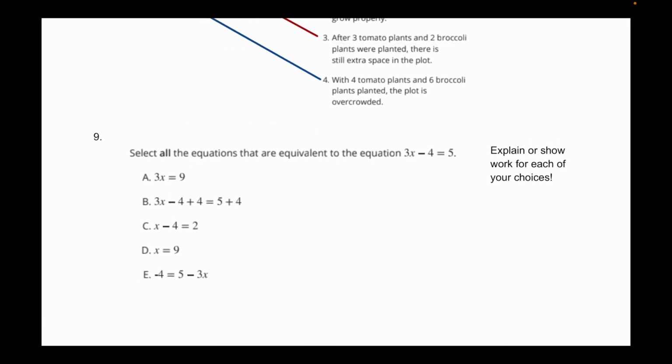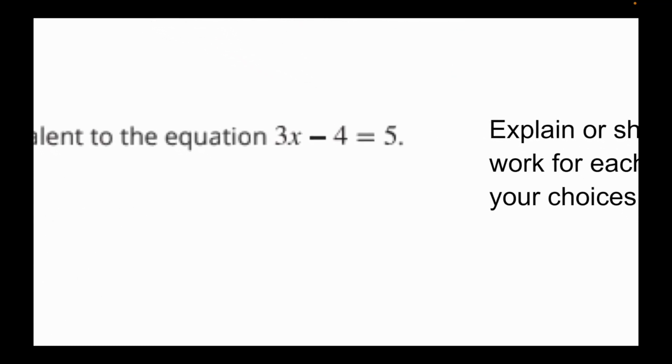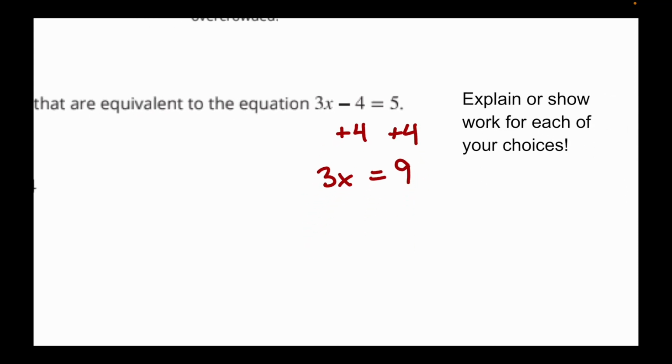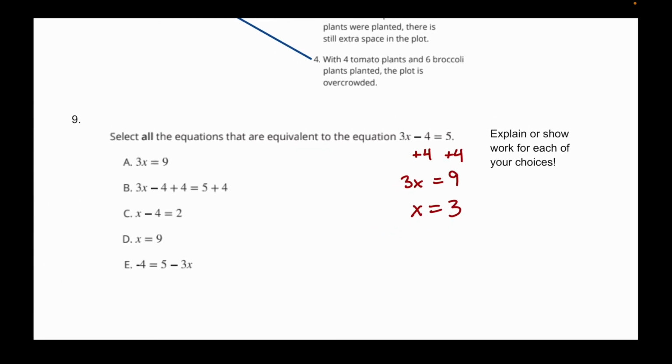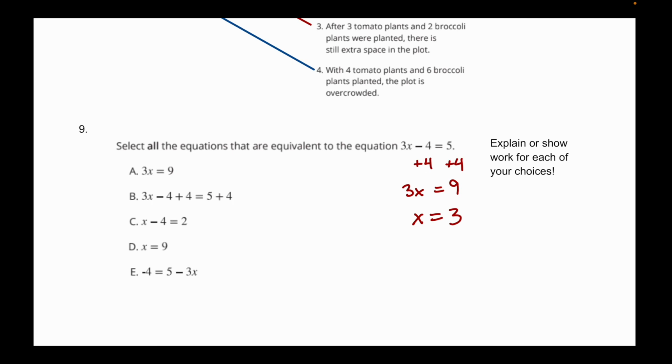And so number 9 is the very last one. This is to select all equations that are equivalent to 3x minus 4 equals 5. So the first thing I like to do is just try to solve this. I might add 4 to both sides, and then that would give me 3x equals 9. If I went from there, I could divide both sides by 3 and then get that x is equal to 3. So by solving, as long as we're doing balanced moves, we still create equivalent equations. So 3x equals 9 and x equals 3 are both going to be equivalent to this original one.